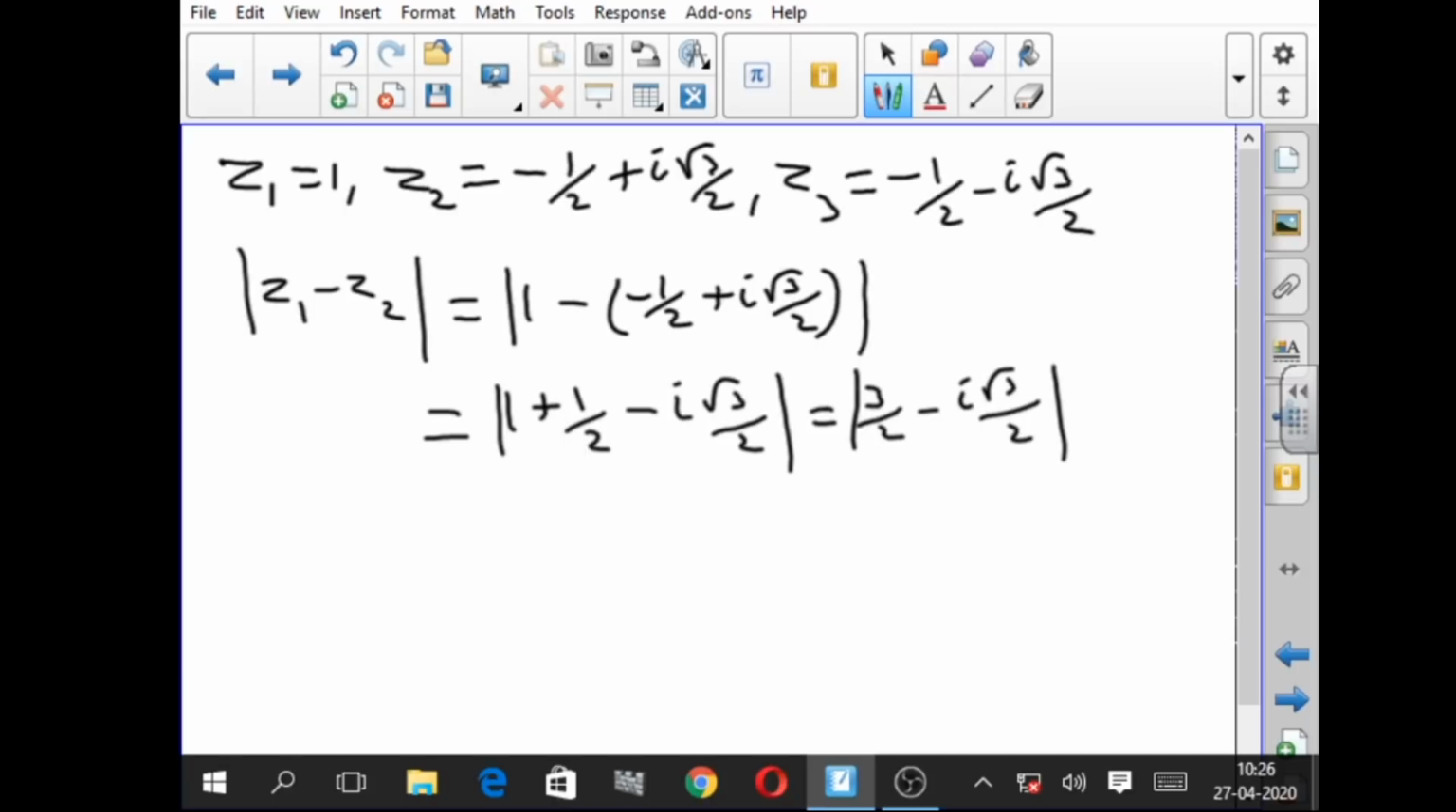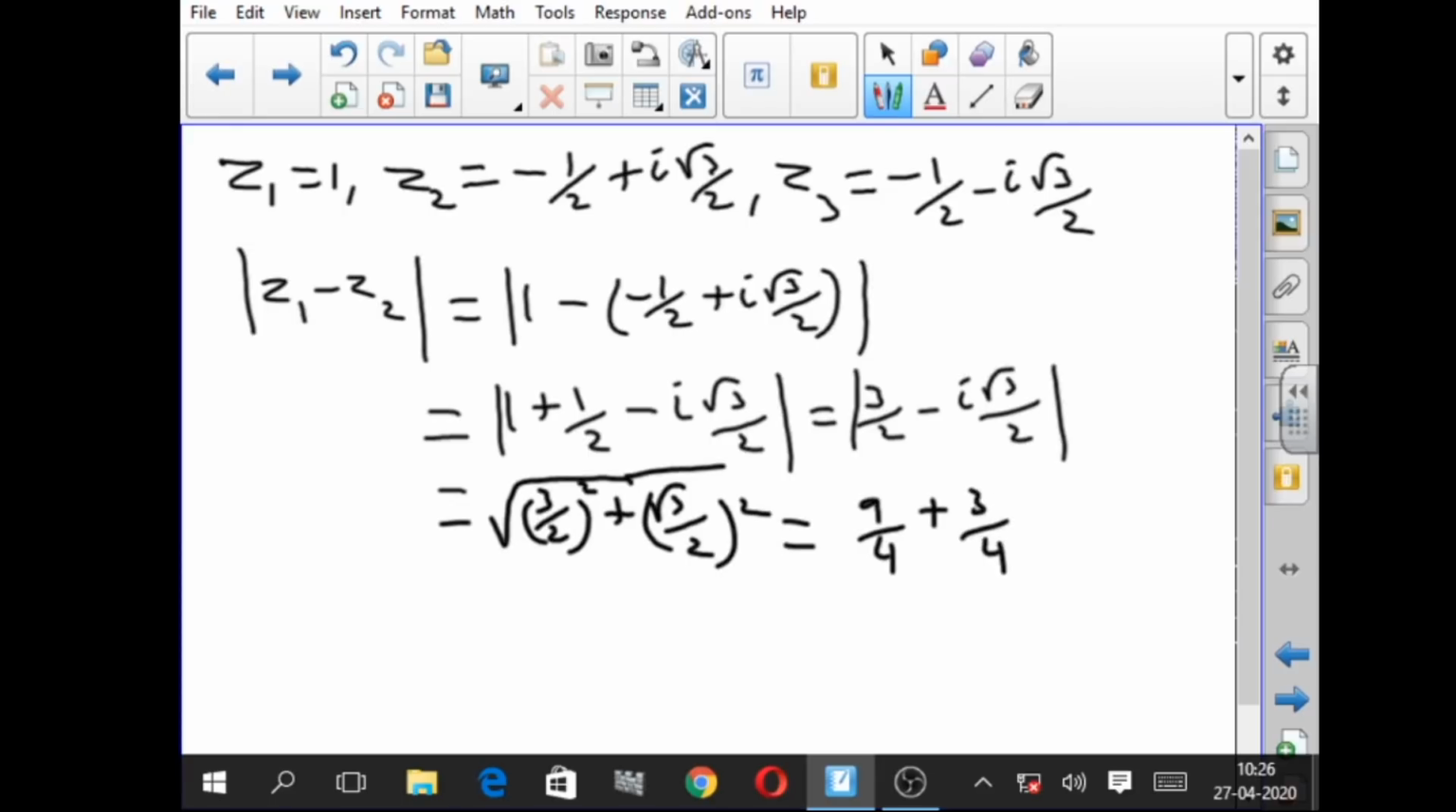The modulus, we know, is root of x square plus y square. So this is root of 3 by 2 the whole square plus root 3 by 2 the whole square. So it is equal to 9 by 4 plus 3 by 4, which is root of 12 by 4, which is equal to root 3.